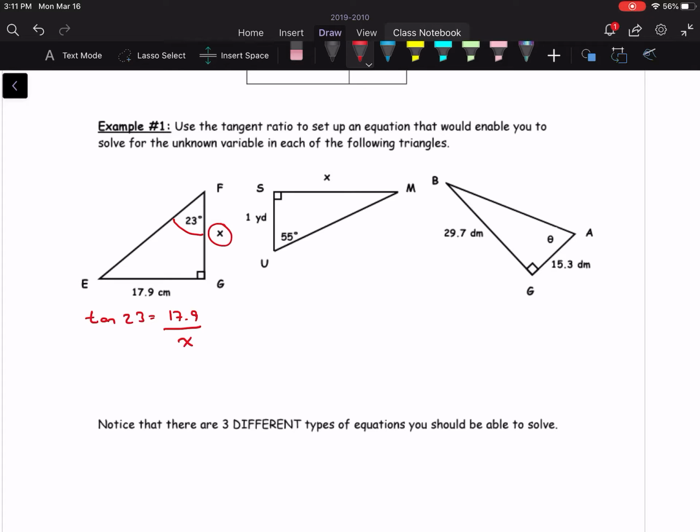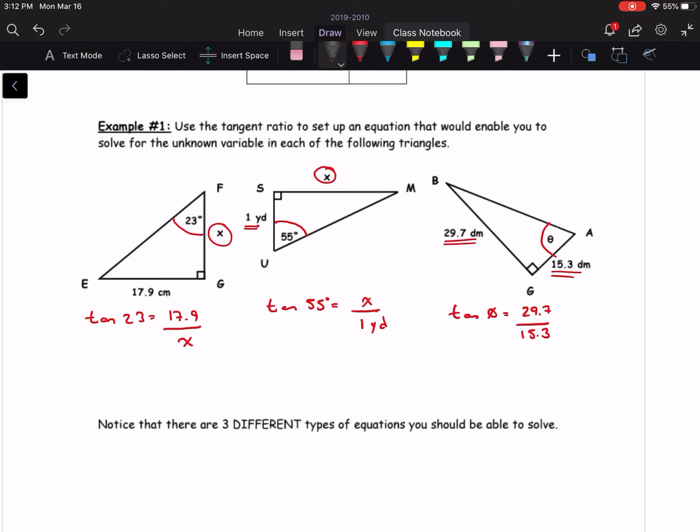In the next triangle, I have a 55-degree angle. The opposite side length is my unknown, and I'm given the adjacent side. So very similar to the previous question, except my unknown side is now going to be in the numerator. And finally, in the third example, my angle is unknown, but I'm given the opposite and the adjacent lengths. So tan of theta is equal to 29.7 over 15.3. The side length units aren't really relevant because they're going to cancel out, so that ratio doesn't have units.